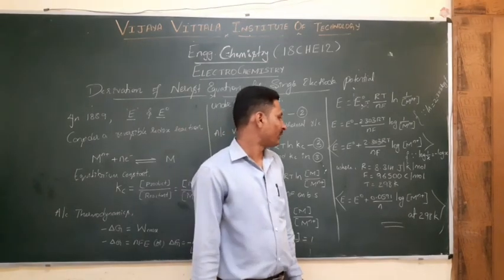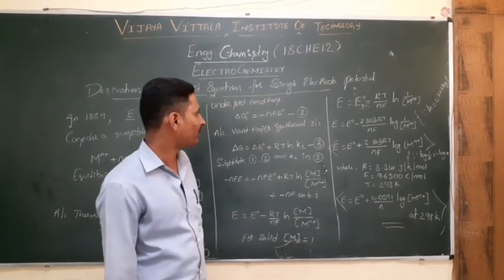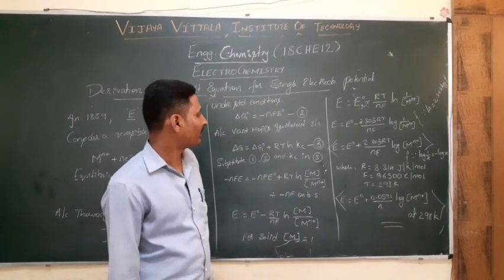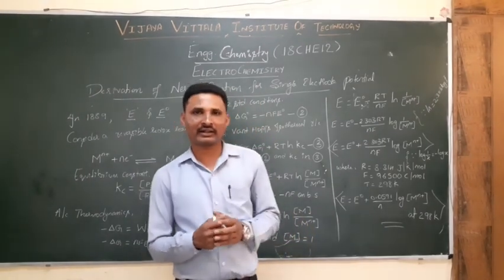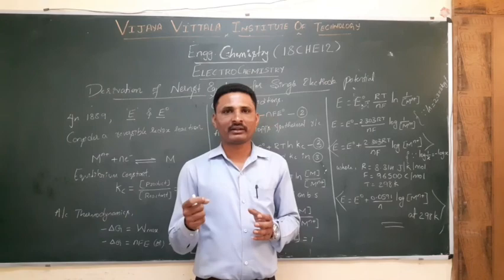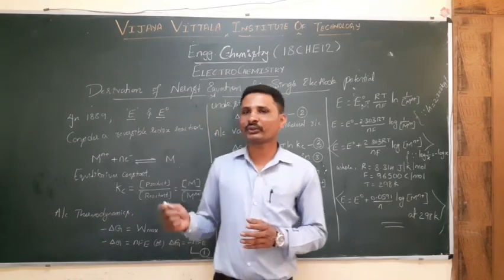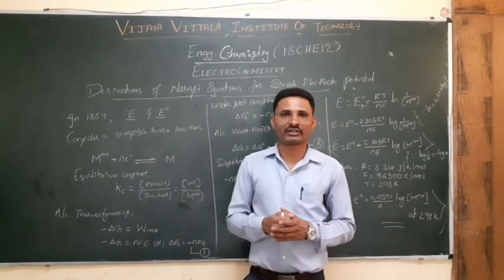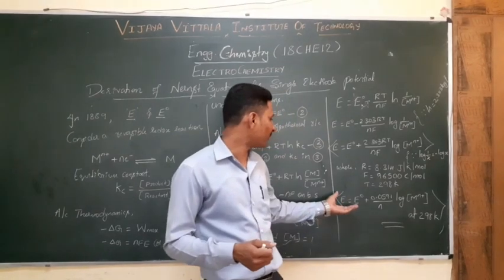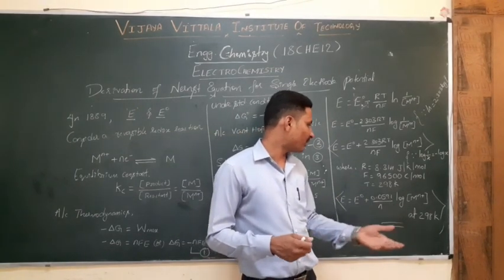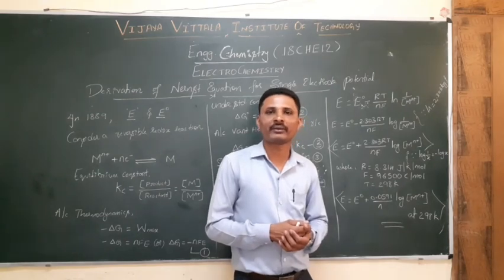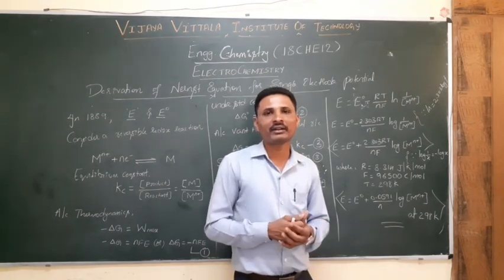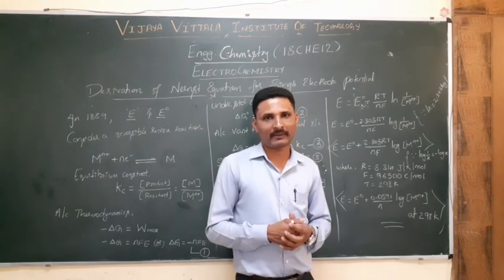Next we are going to determine the cell potential or electrode potential of the galvanic cell by using the Nernst equation. By using this equation, we are going to determine the electrode potential or EMF of the galvanic cell.